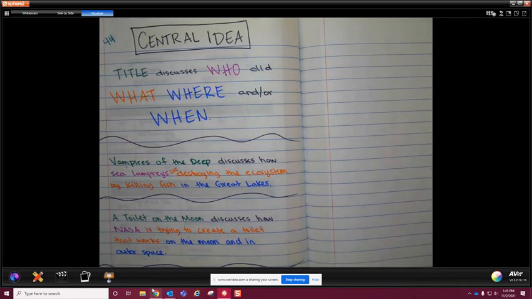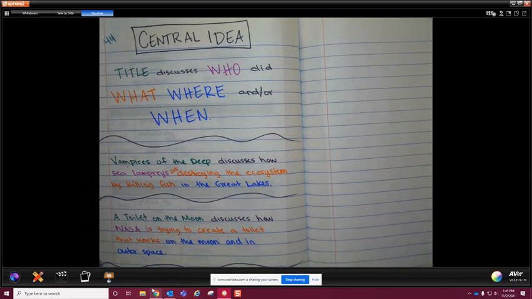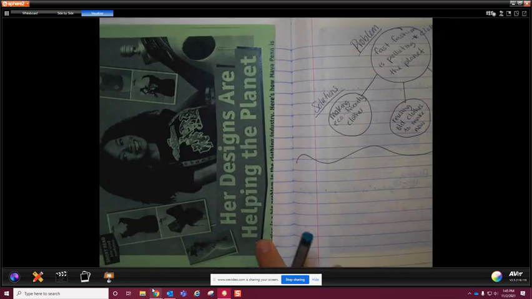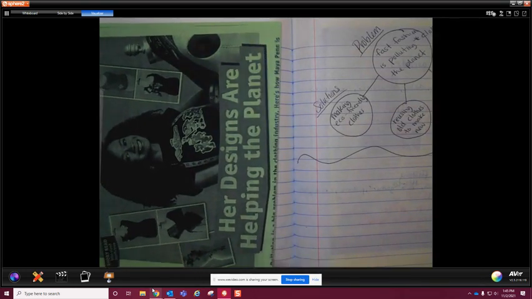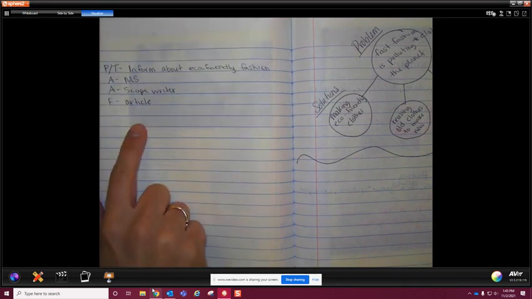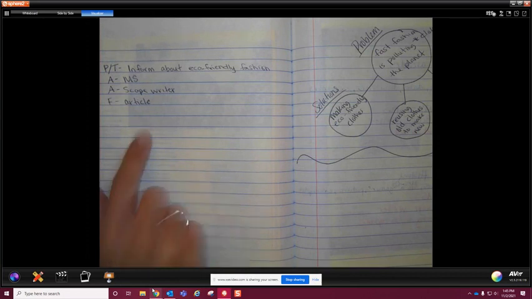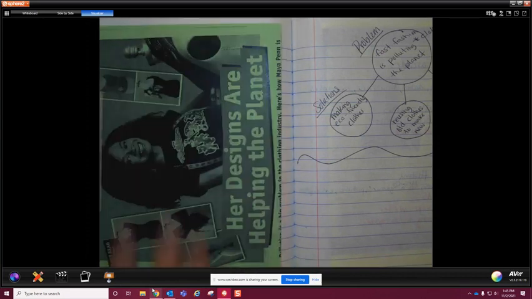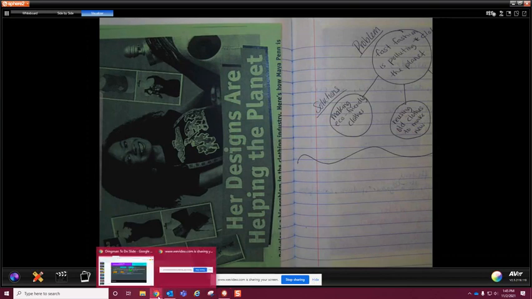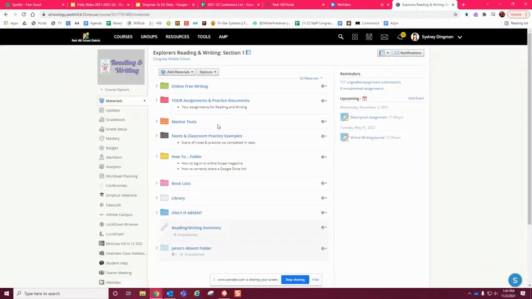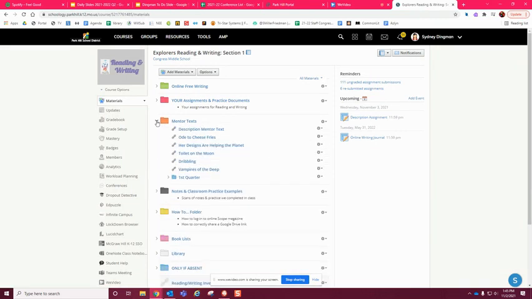And then the last one that you are going to do by yourself on the same sheet of paper is with this mentor text. Her designs are helping the planet. So this is the things that we ended up putting down for it. Again, if you need to pause the video at any time, you can. This is what we kind of talked about. And then if you need to see this piece because you don't have your resource notebook with you, you can go back to the reading writing course and go to mentor text. And you're going to find the one that says her designs are helping the planet. You can click on that and you can read it from there.